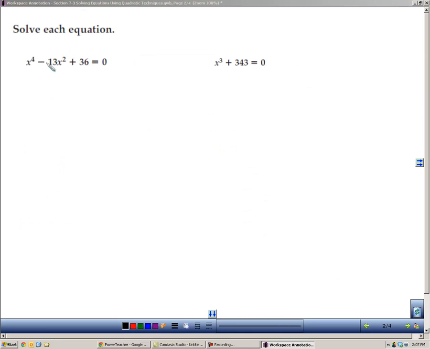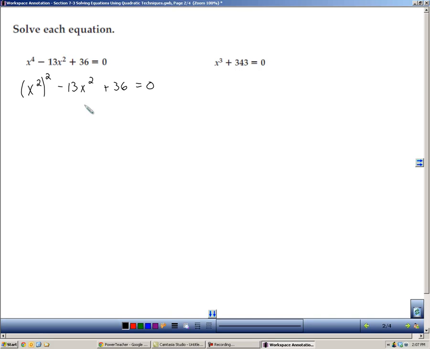Here are some examples that I'm going to solve by putting them in a quadratic form. This is the first example that we did. We said we could make this an x squared squared minus 13x squared plus 36. And so now it's in quadratic form.